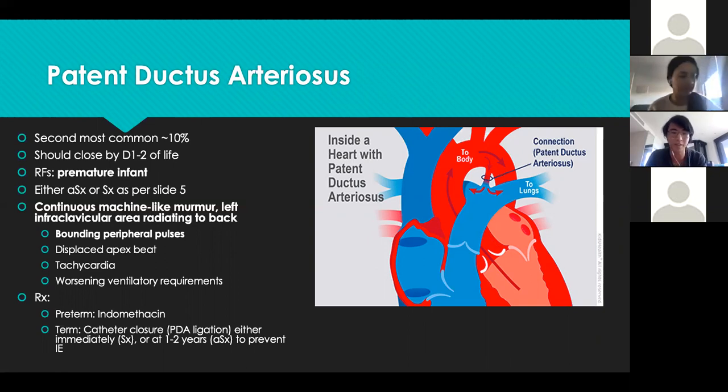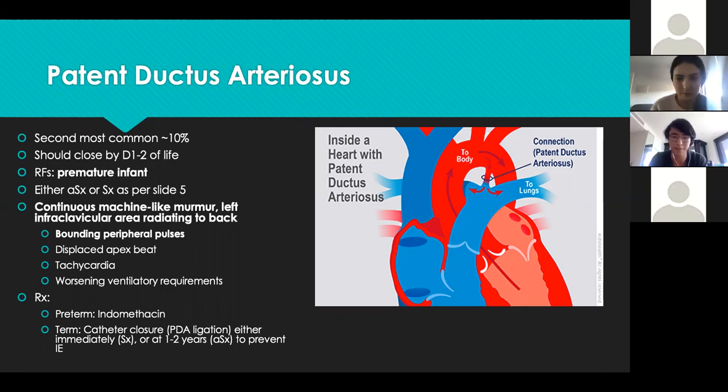But what you want to look for on exam is that it's got this continuous machine-like murmur, and that's going to be at the left infraclavicular area, and it's going to radiate to the back. The other thing you get is bounding peripheral pulses. And the reason for this is that, well, one, it's in the area of it, and two, the aortic pressures are always going to be higher than your pulmonary artery pressures. So you're always going to get this flow through it, and that's what's causing that continuous machine-like murmur.